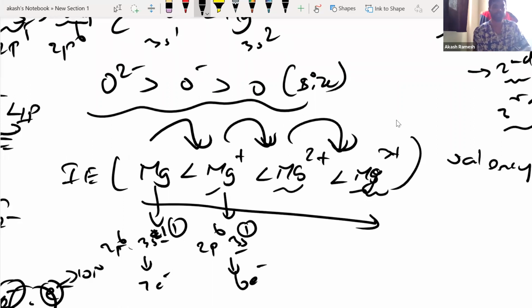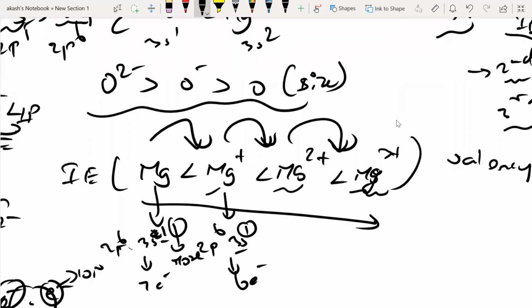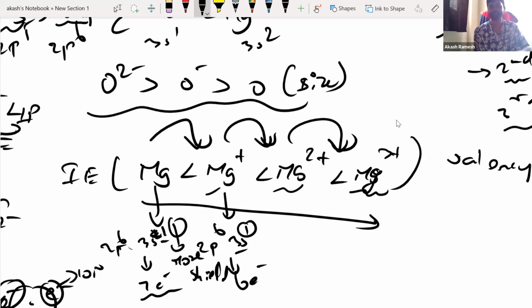Actually, in this case, what will happen? This electron is more shielded because I am having more number of electrons inside. Yes, understood, sir. Okay. So yeah, think about this question now, what I asked.